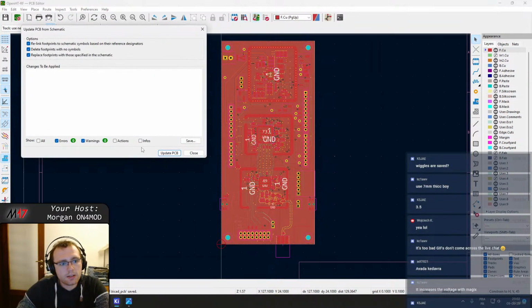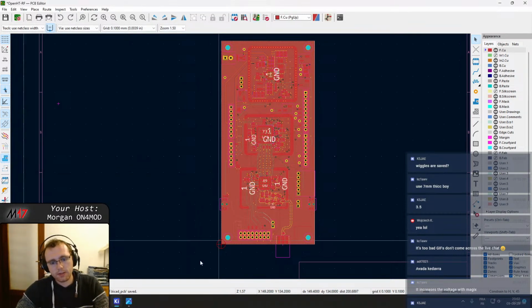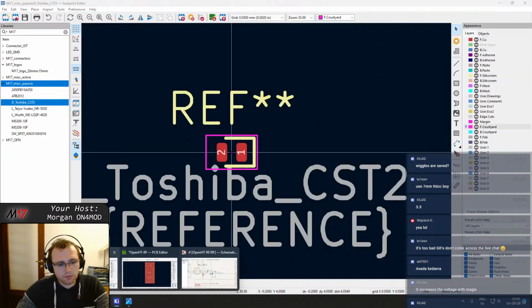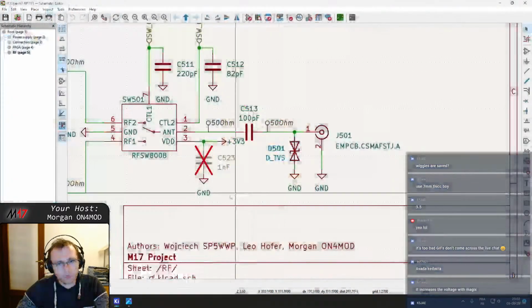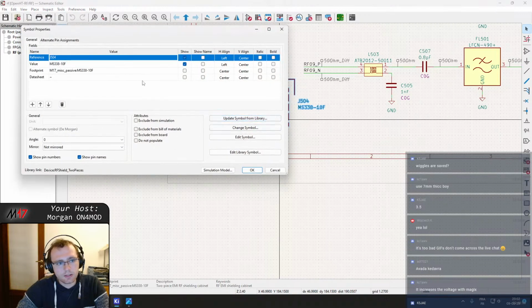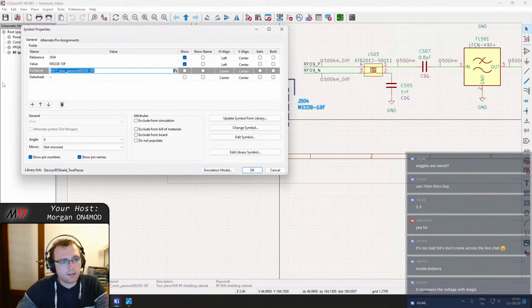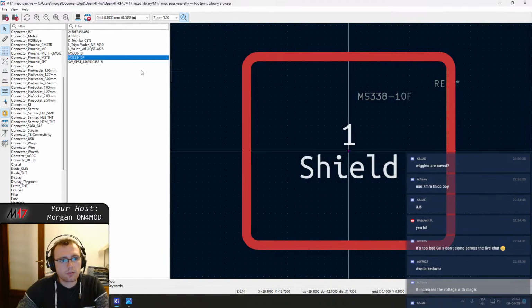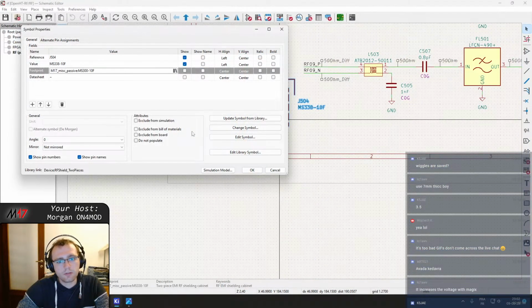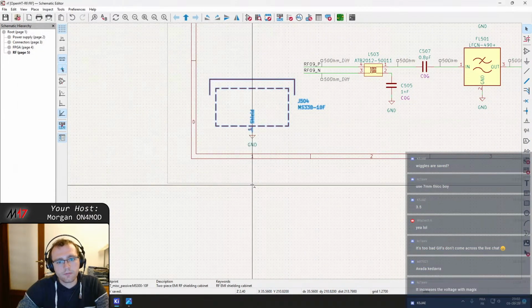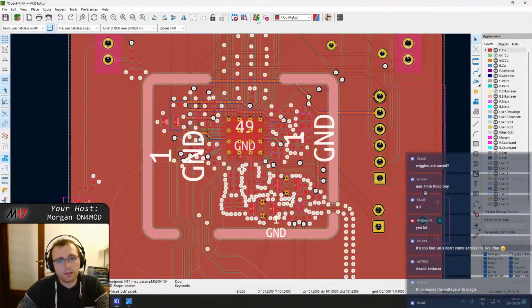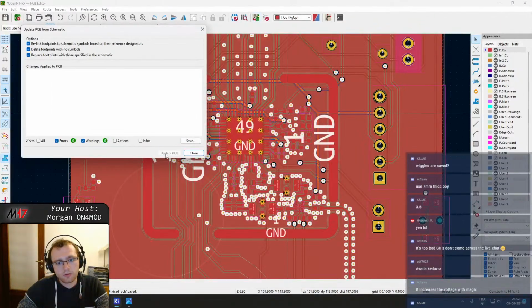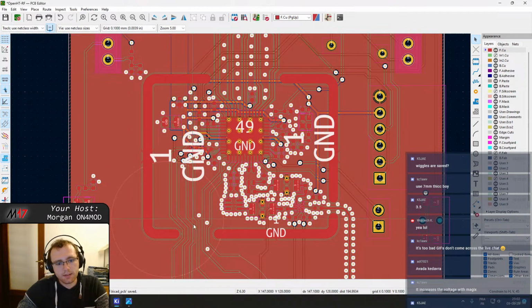Let's just check. Ah, yes, okay. So I need to update this shield so that it's the correct one. So it would be, okay, let me have a look. This one. And so now, yes, doesn't move.